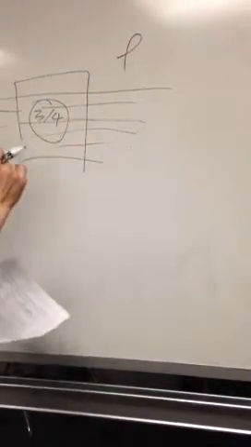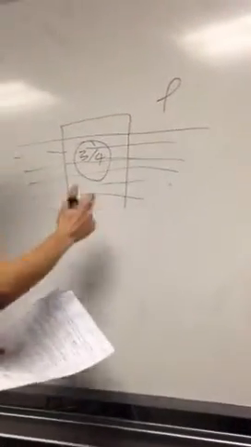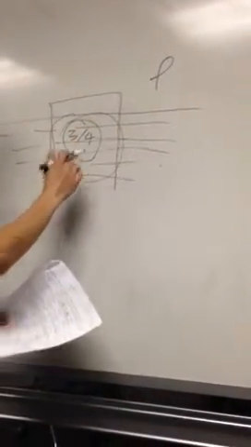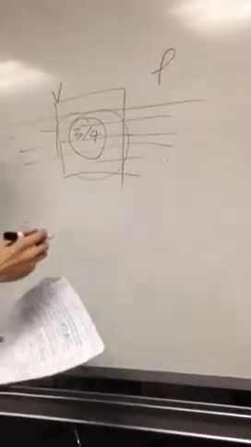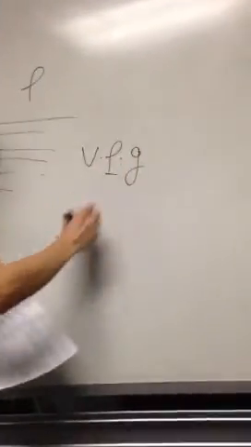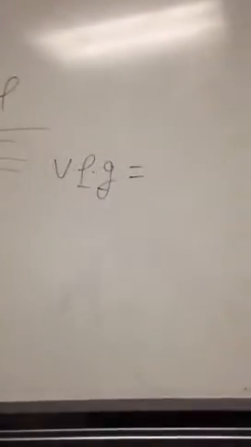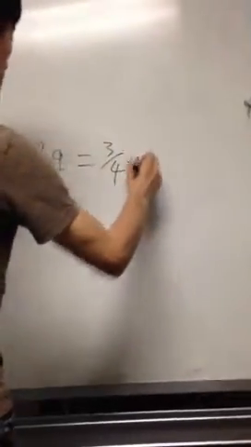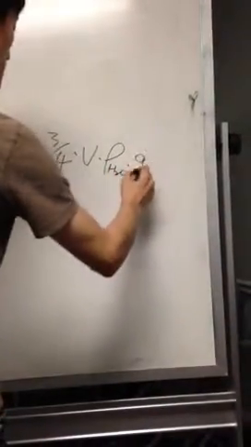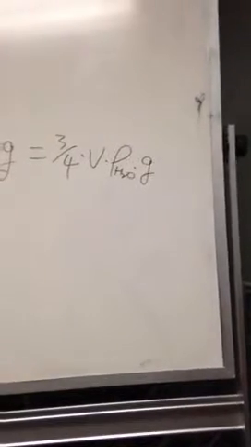What we can do is calculate the weight. The weight of the object is equal to the weight of the water here, right? Let's say the volume of the object is V, times the density times the gravity will be the weight of this object, right? Which is equal to the water it is repelling, which is 3/4 of its volume times the density of the water times G. You understand here?